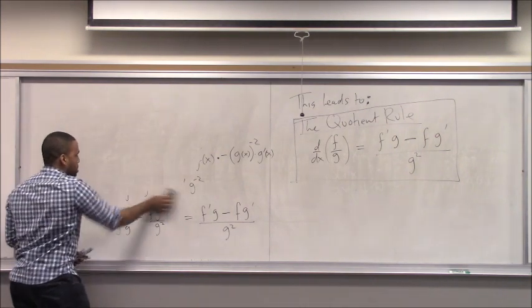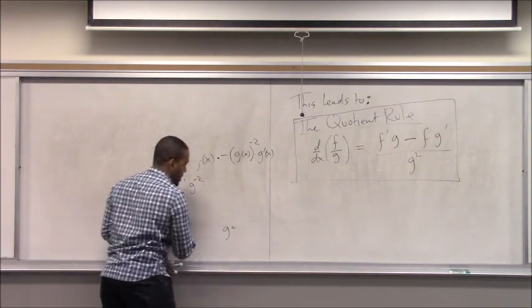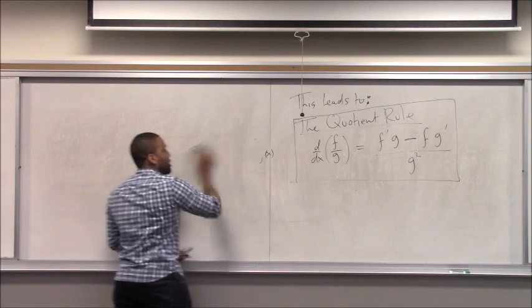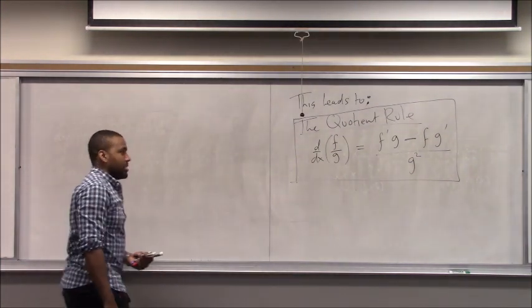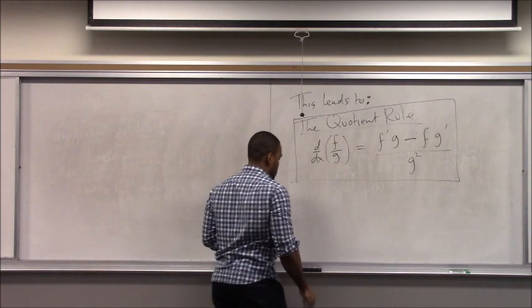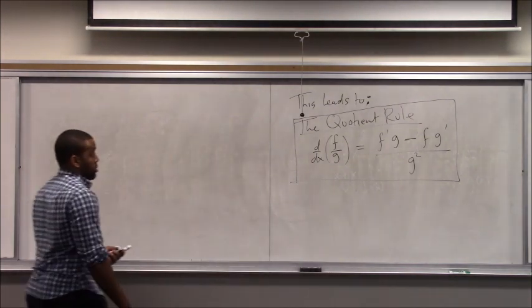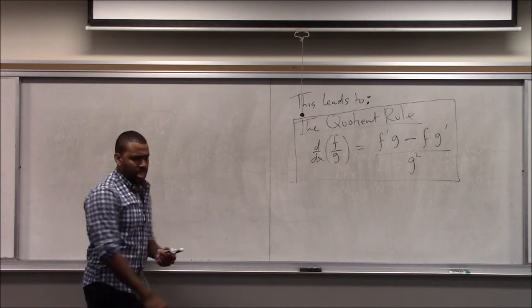I'd rather go bottom and top. That's how I learned. Right, you don't want your brain to go through extra steps. And that's the quotient rule. Let's actually do some examples.